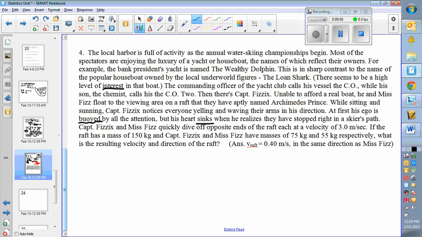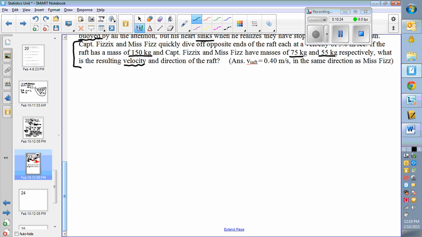This is the beginning of the question. Captain Physics and Miss Fizz quickly dive off opposite ends of the raft, each at a velocity of 3 meters per second. If the raft's mass is 150, and Captain Physics and Miss Fizz are 75 and 55 respectively, what is the resulting velocity and direction of the raft? Okay, need a good picture.